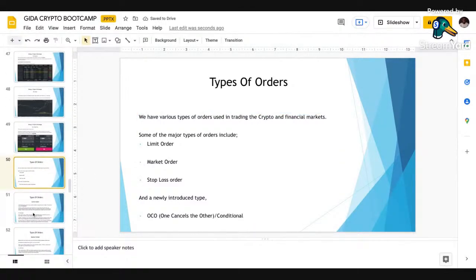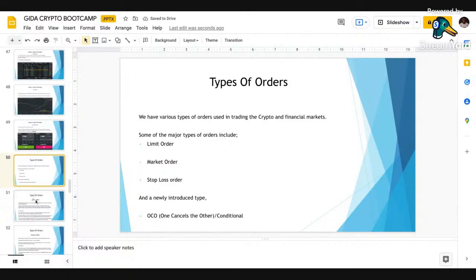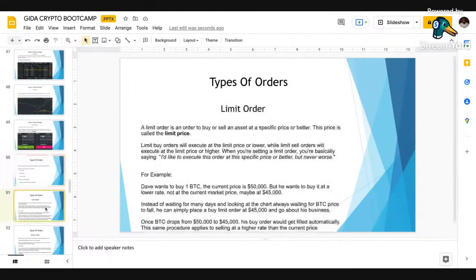Now, let's talk about the first type of order, a limit order. What is a limit order? A limit order is an order to buy or sell an asset at a specific price called the limit price. Now, let's take an example so you can understand this. Somebody called Dave wants to buy 1 BTC, and the current price of Bitcoin is $50,000. But Dave wants to buy his Bitcoin at a lower rate. He wants to wait and buy Bitcoin at $45,000.